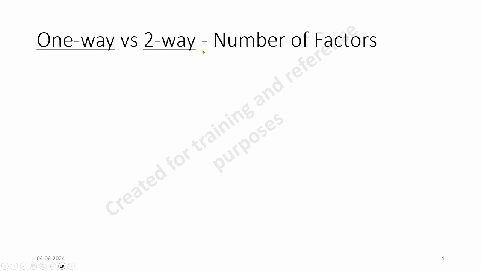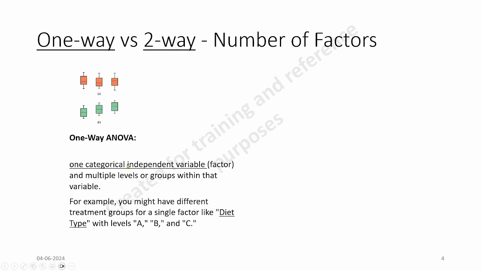There are two variations of ANOVA, one-way and two-way. So let's look at what is one-way ANOVA. One-way ANOVA is about one categorical variable or factor, and that categorical variable can have multiple groups. For example, if you have a treatment group for a single factor, let's say diet type, and you could be exposing your patients to different diet types like A, B, C, D, and for each of the categories you have measurements, then we can perform ANOVA, and that is called one-way ANOVA. So basically one categorical variable.